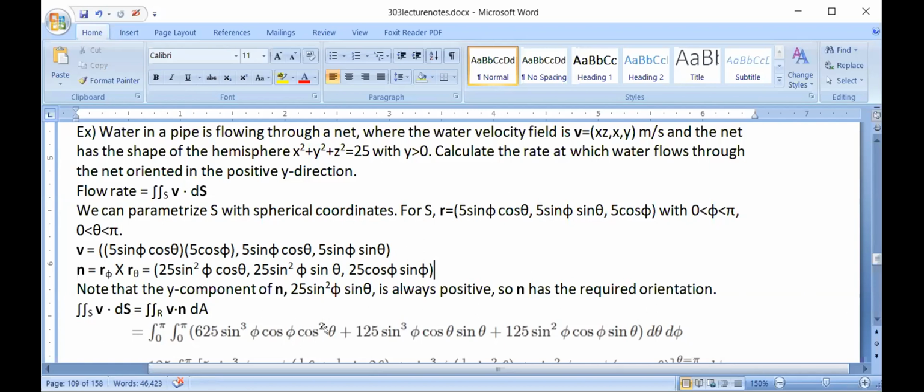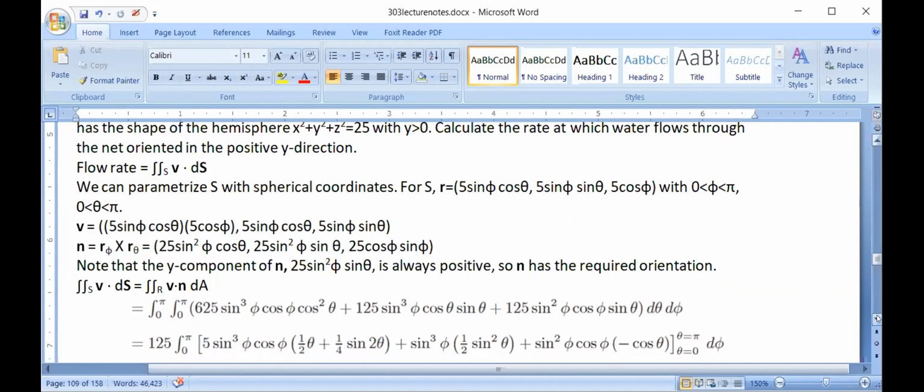Well, this one's got a cos squared theta, so you're going to need to use the double angle formula. This one's got a cos theta sine theta. You can do that using a substitution: u equals sine theta and du equals cos theta d theta. And this one over here just has a sine theta, so you can integrate that directly. All the other stuff with phi, of course, gets treated as a constant.